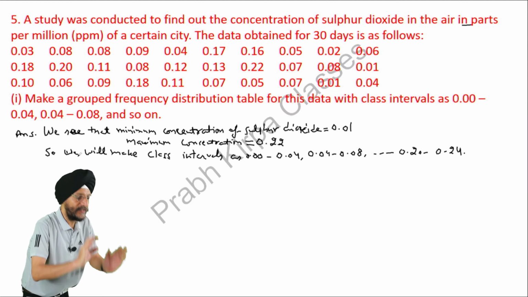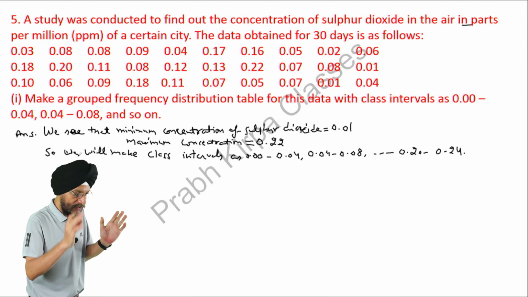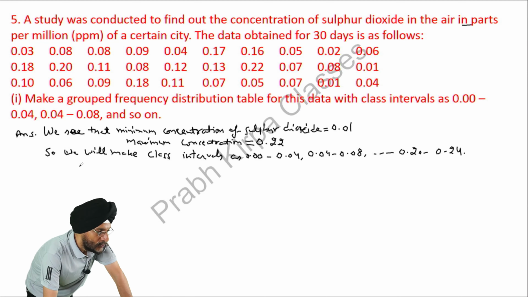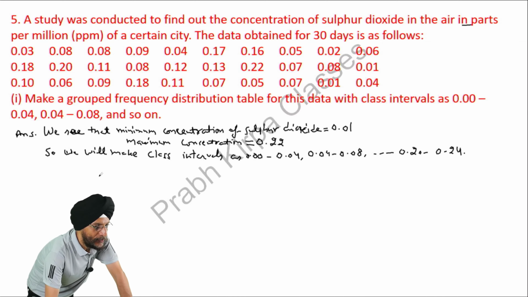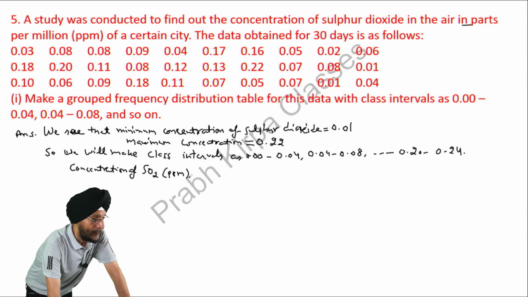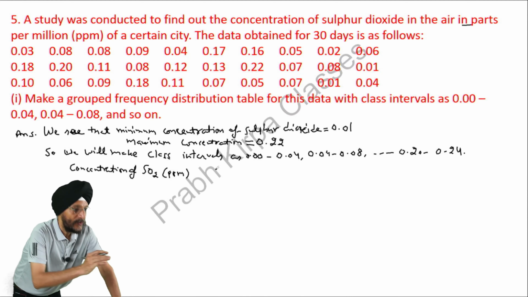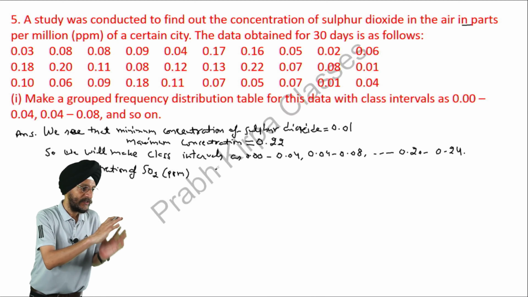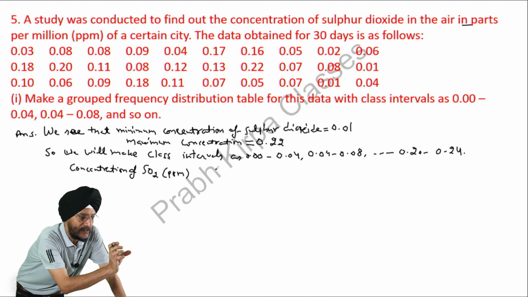So now what is the data about? This data is about concentration of sulfur dioxide. So we will start forming the grouped frequency distribution table. So we will write concentration of sulfur dioxide. We can write sulfur dioxide as SO2 ppm, parts per million. So now we will also have to count this data, that is, which particular class interval each entry falls in.